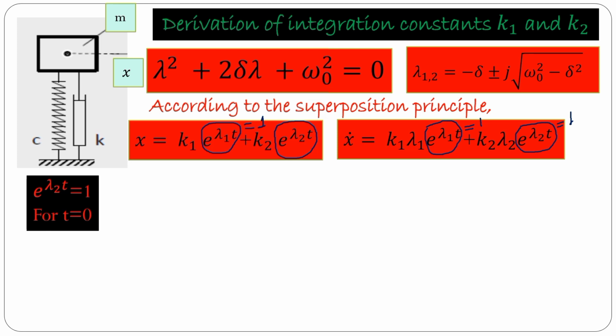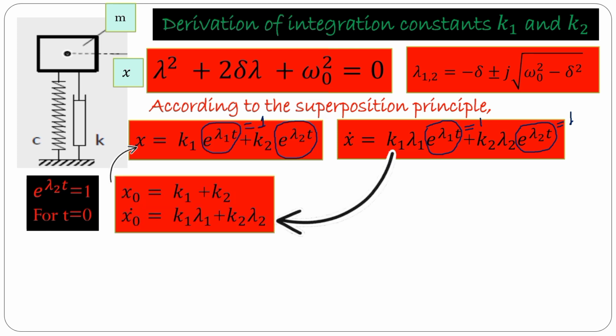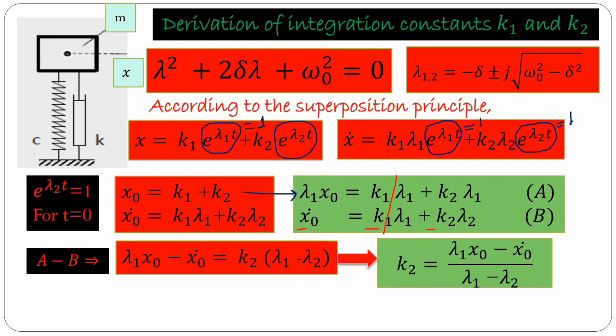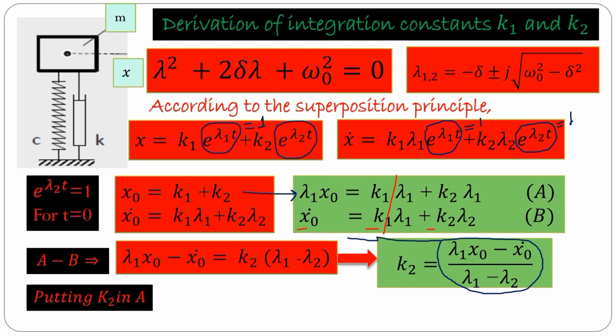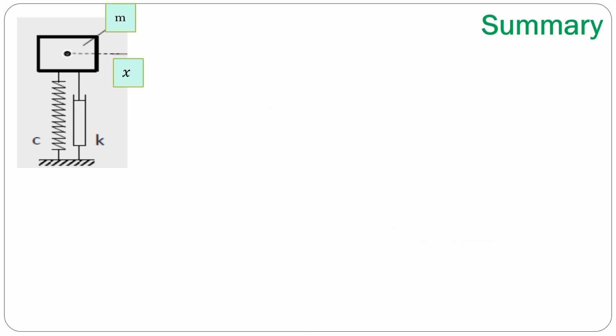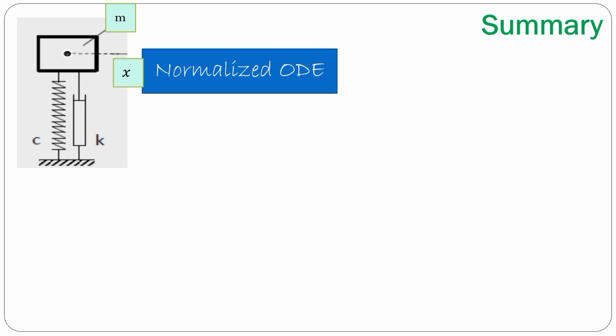This means that we get two equations. In fact, these two equations form a linear equation system, where k1 and k2 as unknowns appear in linear mode, and this can be solved easily. We can multiply the first equation by either lambda 1 or lambda 2, and subtract the second equation, in this case, equation b from equation a. We will arrive at k2, and then using the value of k2 in the equation we can find k1. If you look closely at the formulas for k1 and k2, you will see there's quite a similarity in the two equations. In fact, if you know the equation for k1, you will find the equation for k2 by just switching between lambda 1 and lambda 2.